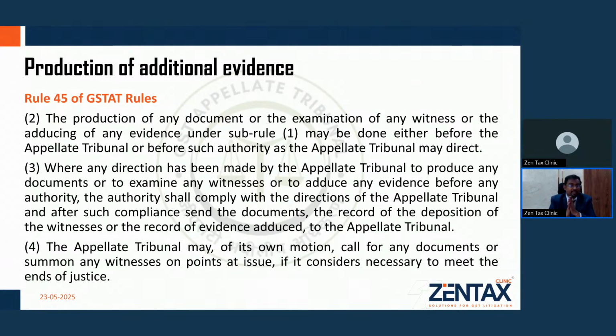The Appellate Tribunal, the GSTAT, might directly say, place such documents before the range superintendent. I will remand the case to the range superintendent for the limited verification of these documents, and it would be made before the relevant Appellate Tribunal. Once the evidence is compiled and submitted back, then that case would be taken up further.